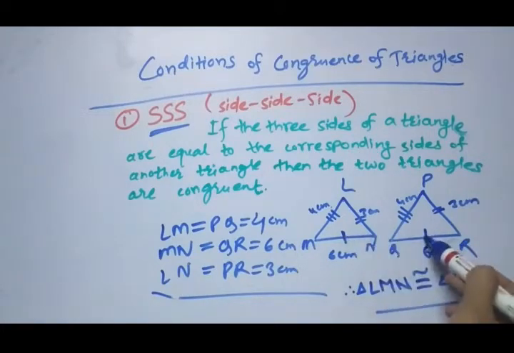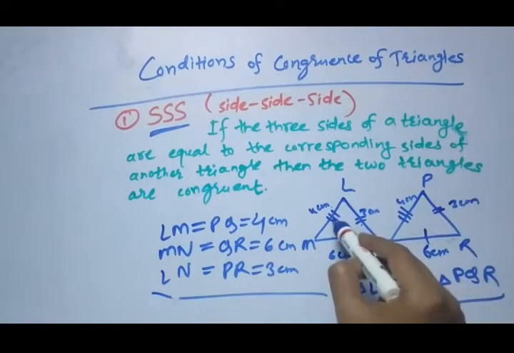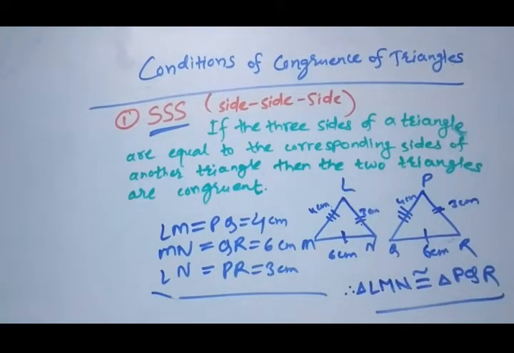Here a single dash represents that these two sides are equal, a double dash means these two sides are equal, and three dashes mean these three sides are equal. These are the markings used to show sides of equal length.